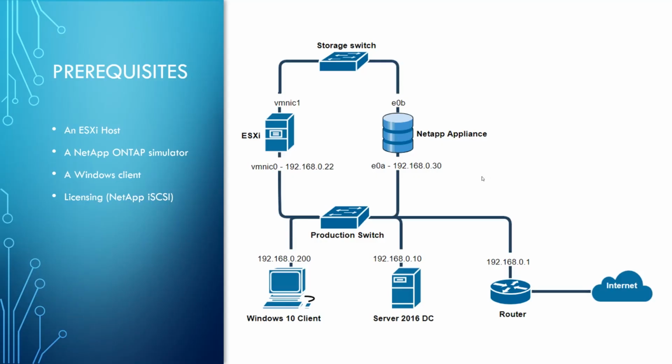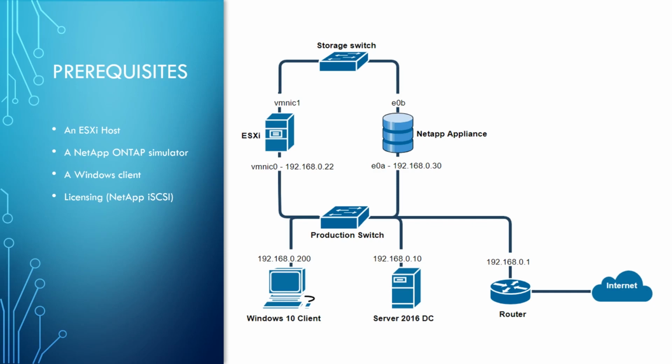Right, so prerequisites. You're going to need to have a network with the following items. You're going to need one ESXi host that's fully configured with a management NIC and a storage NIC. You're going to need a Netapp simulator running Netapp 9.4. Though if you use a slightly different version of ONTAP, then the OnCommand will look slightly different, but the steps should be about the same.